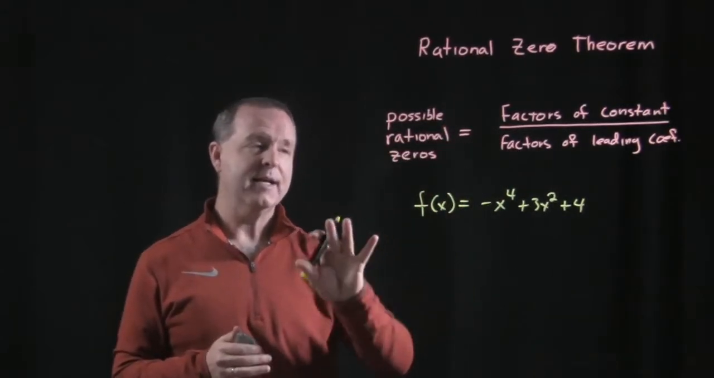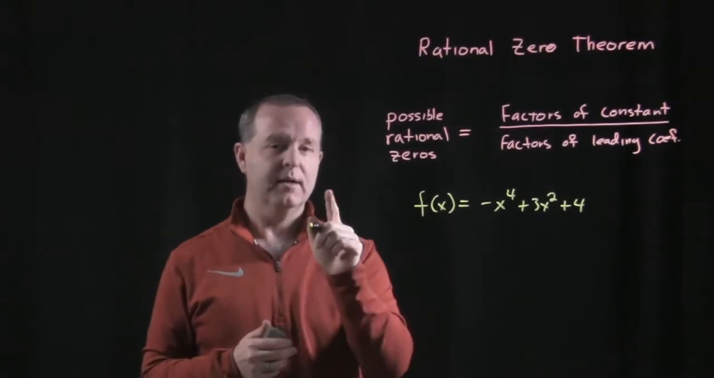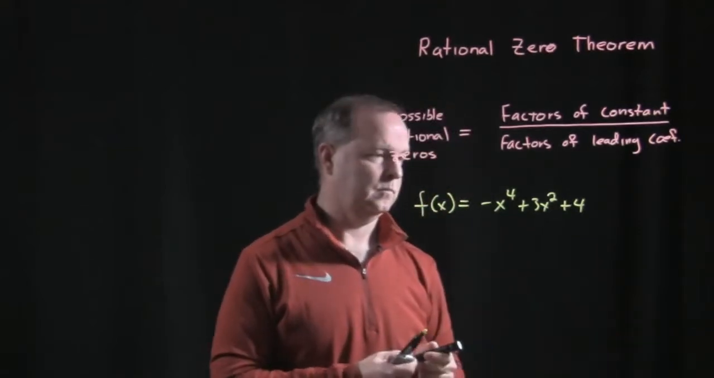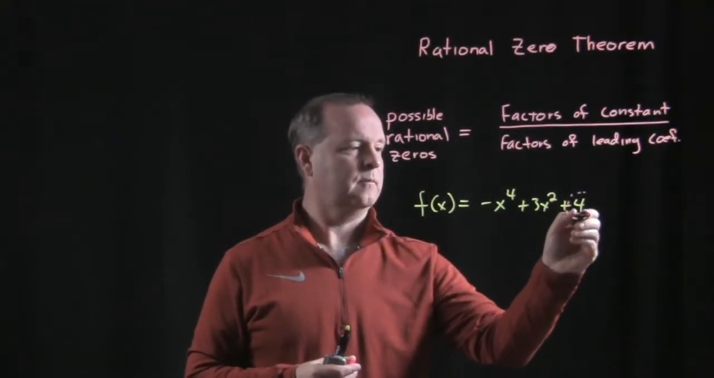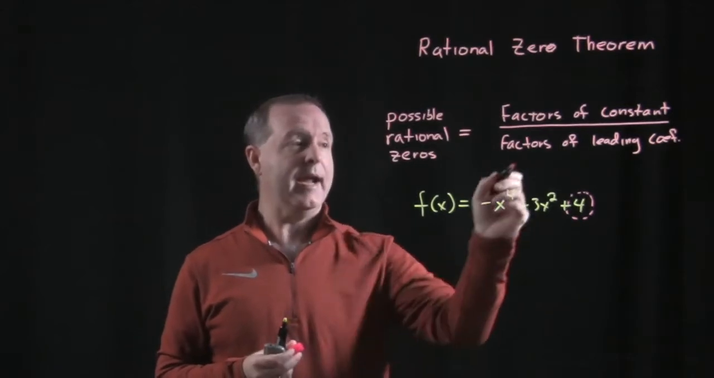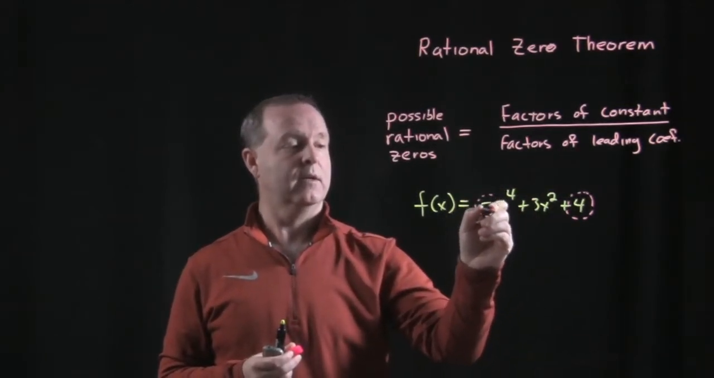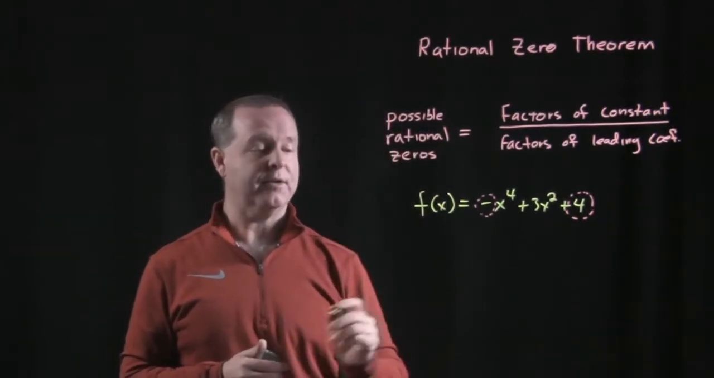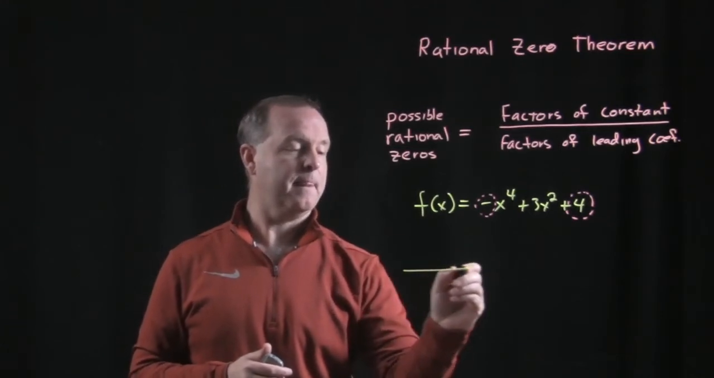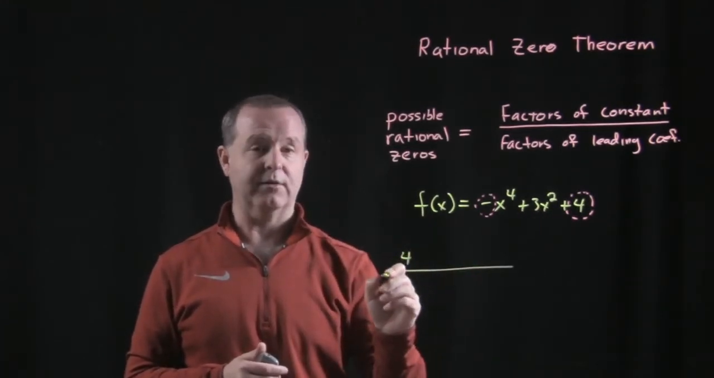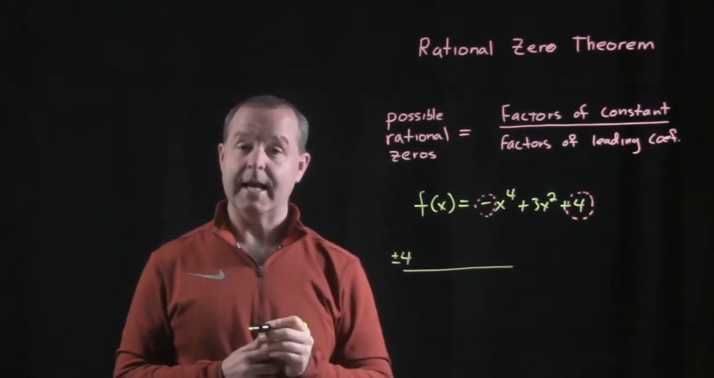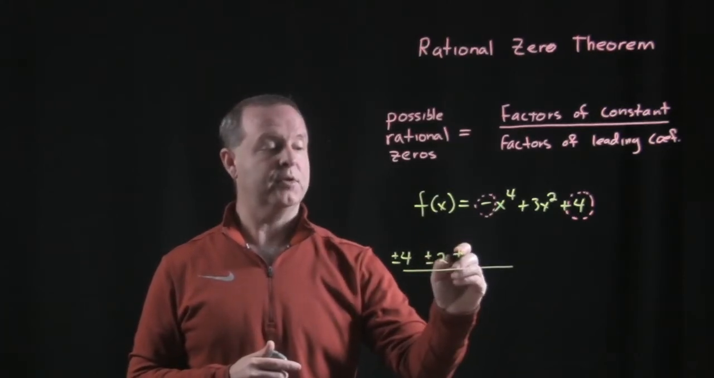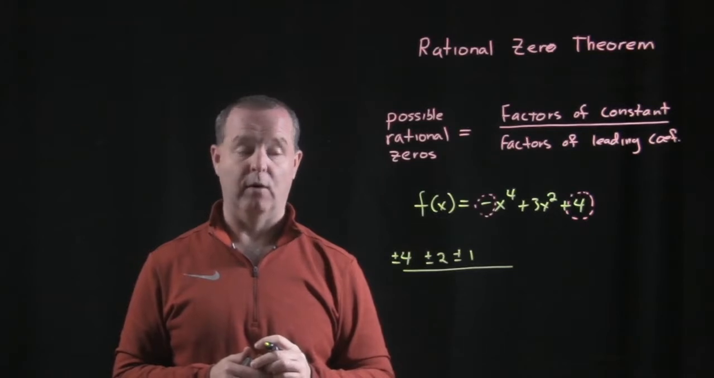So what does this method say to find possible rational roots? We want to look at the factors of the constant term, which is 4, and we want to look at the factors of the leading coefficient, which is -1. And we want to look at the ratio. So what are all the factors of the constant term? Well, 4 is a factor of 4, so plus or minus 4. Plus or minus 2 are factors of 4, and plus or minus 1 is a factor of 4.